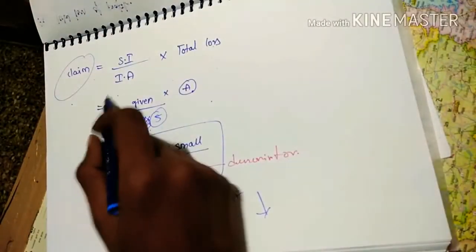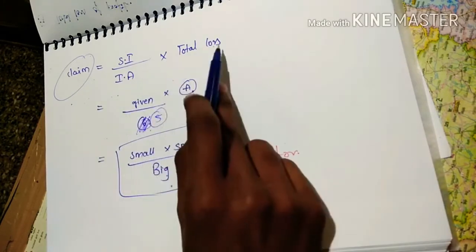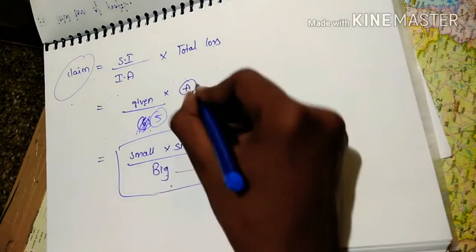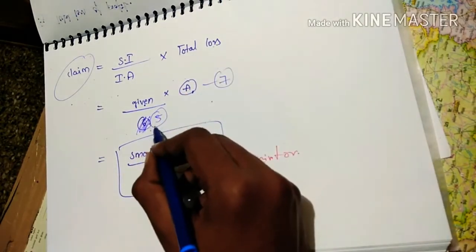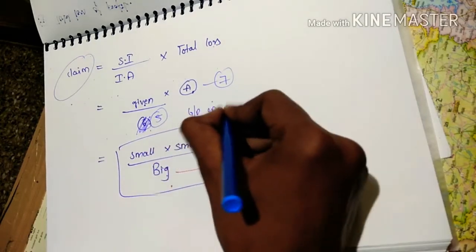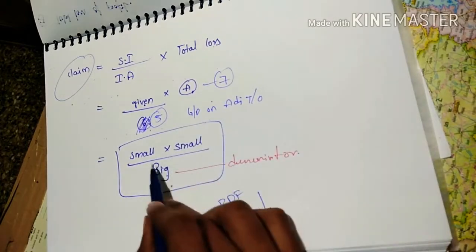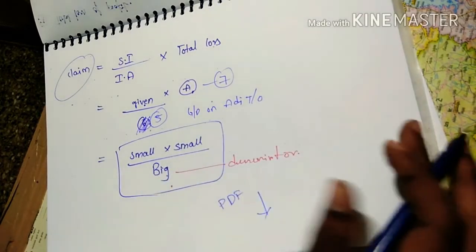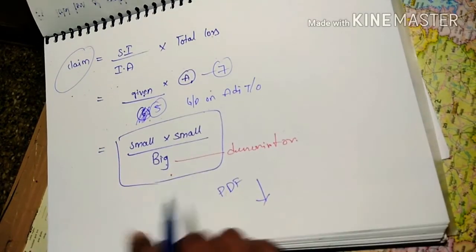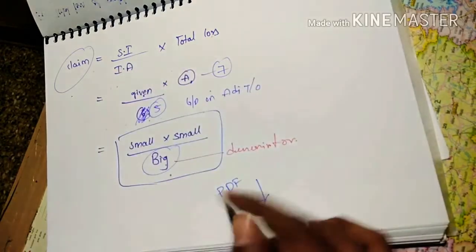Now claim is equal to sum insured divided by insurable amount, into total loss. Sum insured is given in the question, the total loss was just found in step 7, and this is step 5, gross profit on adjusted turnover. Okay, here is my tip: small into small over big. This is just a simple tip. If you have any confusion in the question, just remember that the big one will always be in the denominator, so that you can do the claim very easily.